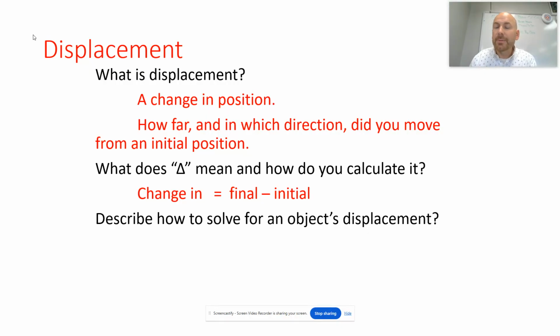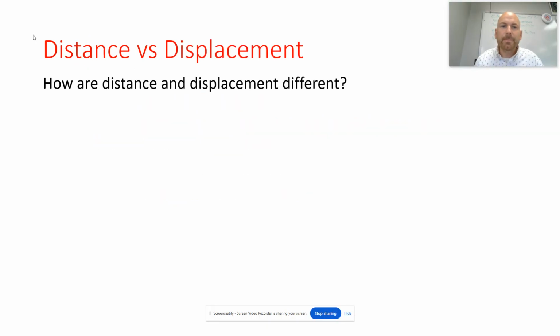How do you solve for an object's displacement? Well, displacement is a change in position. So the equation we're going to use is delta x is equal to final position minus initial position. Notice the subscripts. The little f and the little i stand for final and initial. It is not a variable in and of itself. It's just a little label that helps identify which position we're talking about.